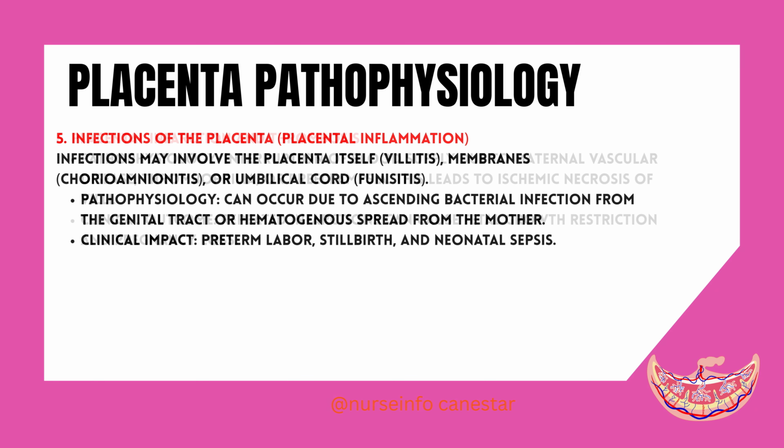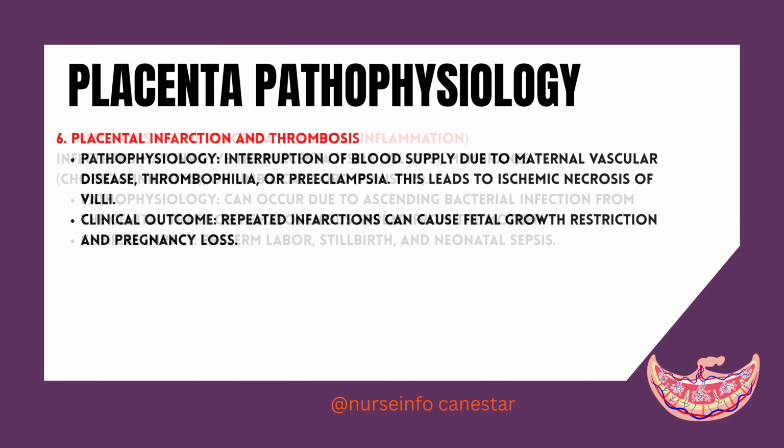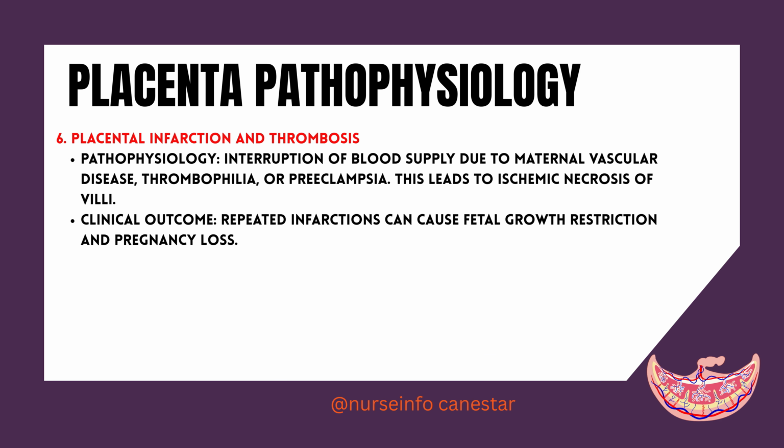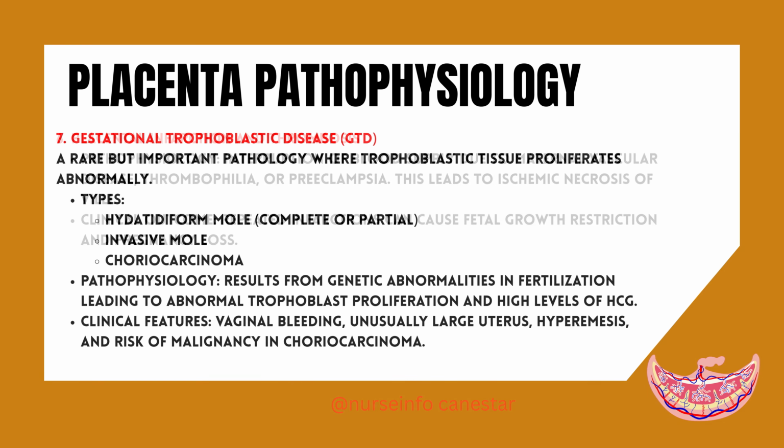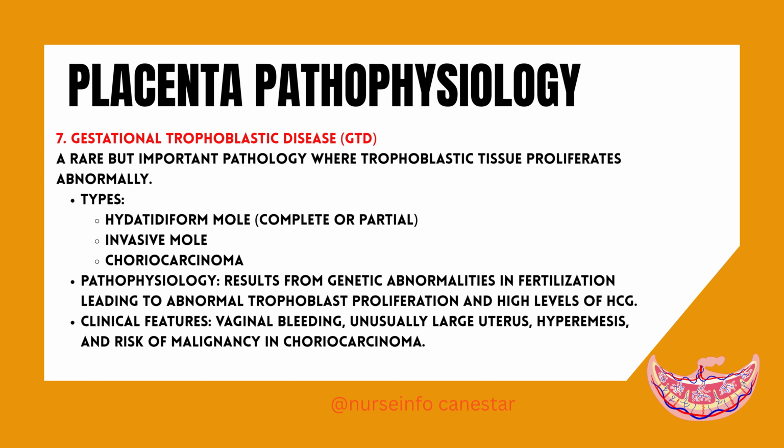Consequences: severe abruption can cause fetal death and maternal hemorrhage. 3. Placenta previa. In placenta previa, the placenta implants in the lower uterine segment, covering or partially covering the cervix. Pathophysiology: abnormal implantation is thought to be linked to prior caesarean sections, uterine surgeries, or multiparity.